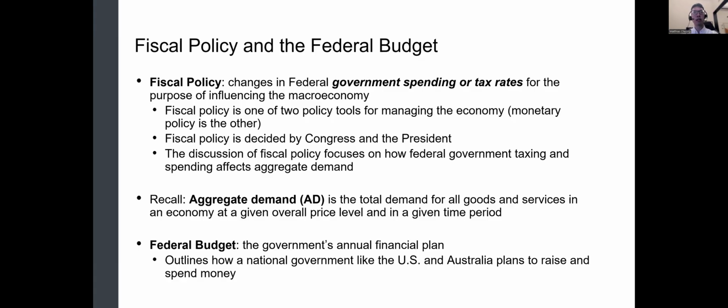The federal budget refers to the government's annual financial plan. It outlines how a national government like the US and Australia plans to raise and spend money.